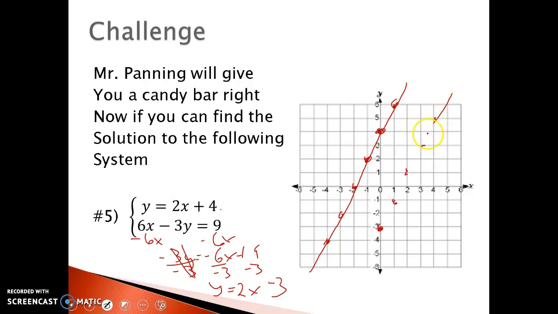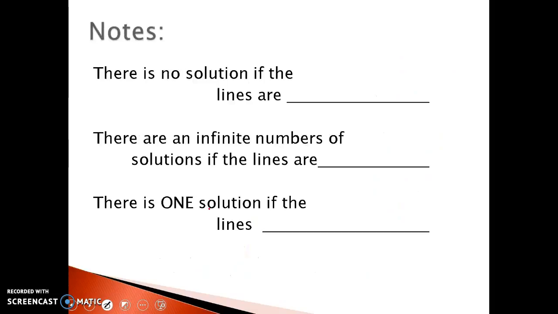And so these lines are going to be parallel, which means, are they ever going to intersect? They're never going to intersect. All of these points on this line make this equation happy, and all the points on this line make the second equation happy, but there isn't going to be a point that makes both of them happy. So that means we're not going to have a solution to this system. So there's no solutions if the lines are parallel. So sometimes we don't have a solution.